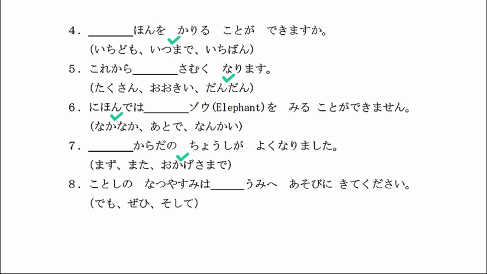The eighth sentence is Kotoshi no natsu yasumi wa dash umi e asobi ni kite kudasai. The options are demo, zehi, soshite. The correct option here will be zehi, which means by all means. And the sentence will become Kotoshi no natsu yasumi wa zehi umi e asobi ni kite kudasai.